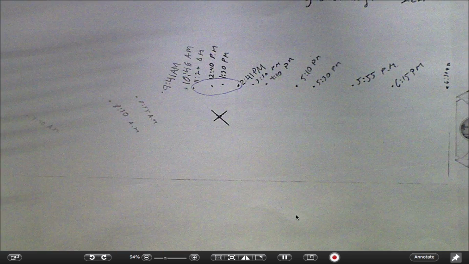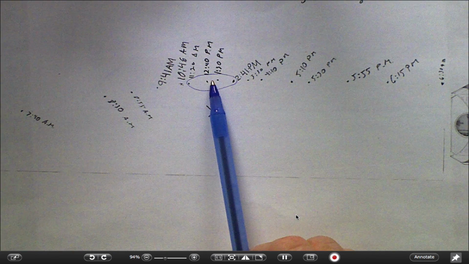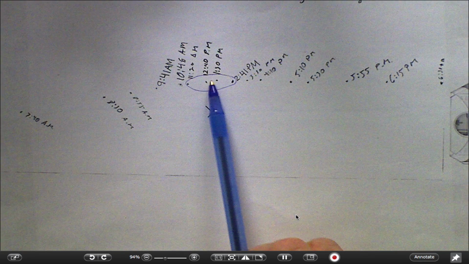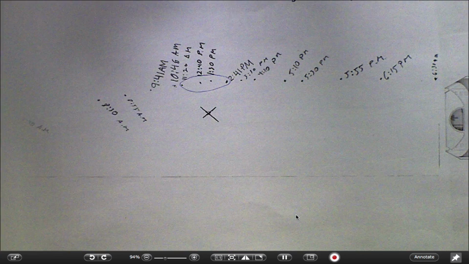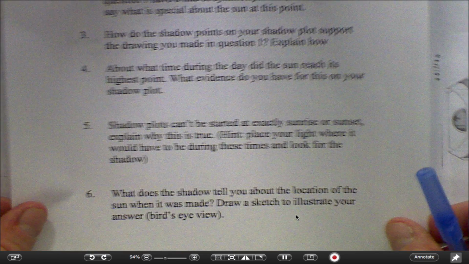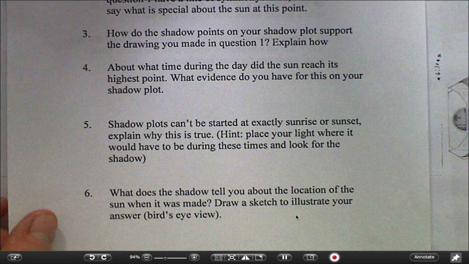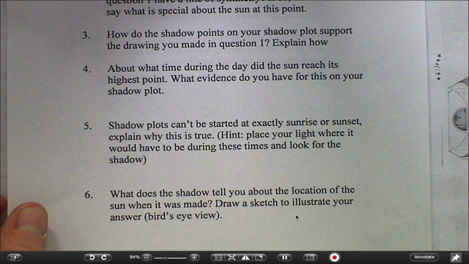So about what time of the day did the sun reach its highest point? A good estimate would be, let's say right in between here, probably around 1 o'clock would be about the highest. But you could have said 12:40 and you could have said 1:30, and those would have been perfectly fine answers as well. Now this one was kind of a toughie. We had to get our shadow plots out for this. Shadow plots can't be started at exactly sunrise or sunset. Explain why this is true.